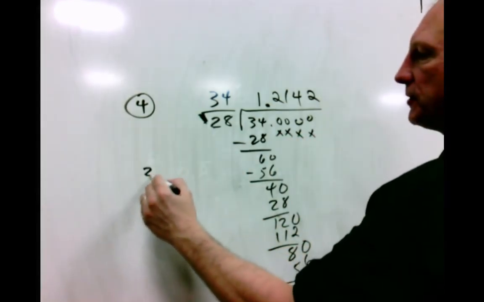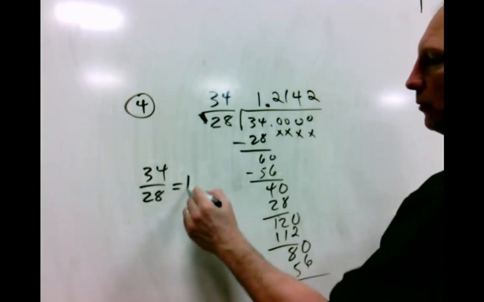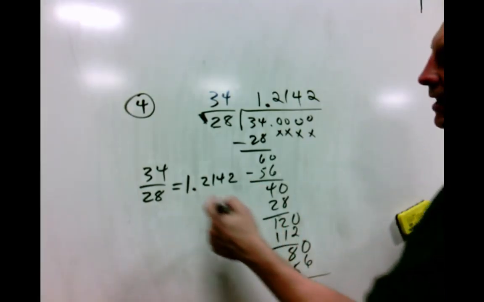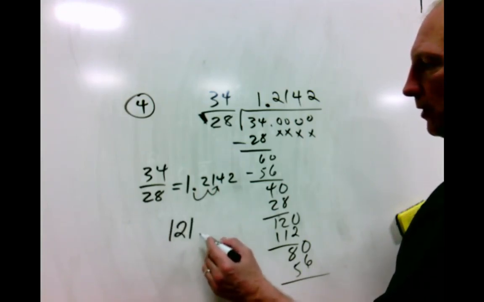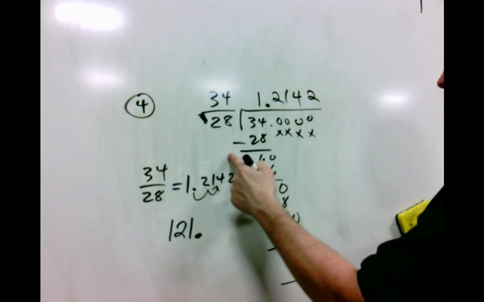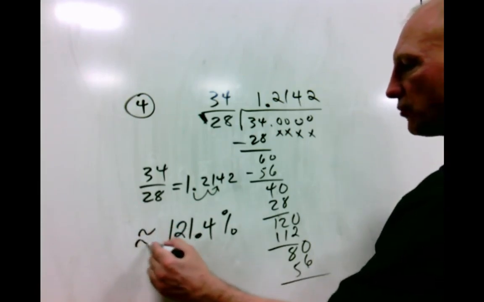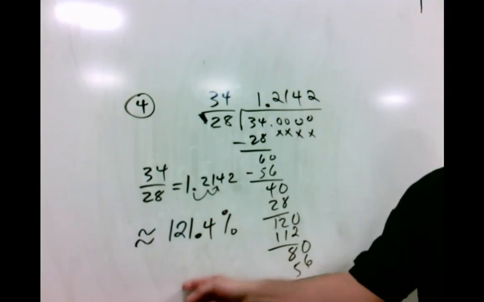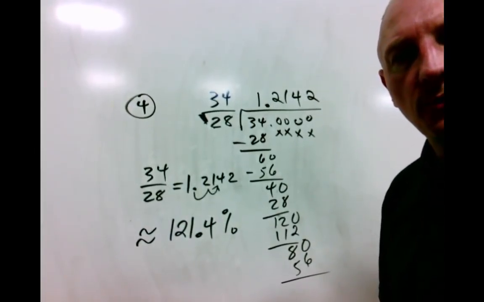I'm going to take 34 over 28 is going to equal 1.2142, and it's going to go on. And then over here I'm going to change it to a percent. So I'm going to get 121 point, and I can round it to a 4. The 2 will keep the 4 the same, and I can just say it's approximately this percent. So fraction, decimal, percent.